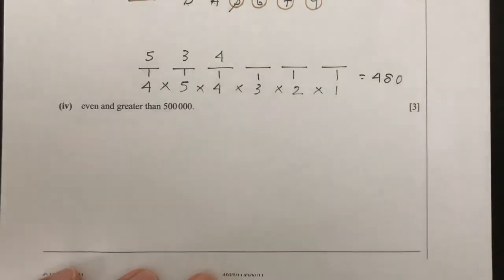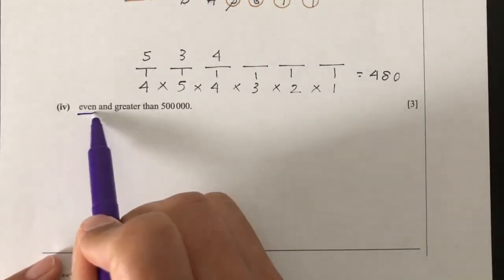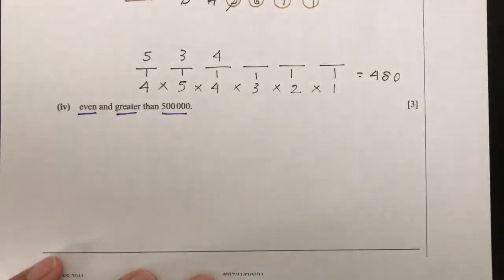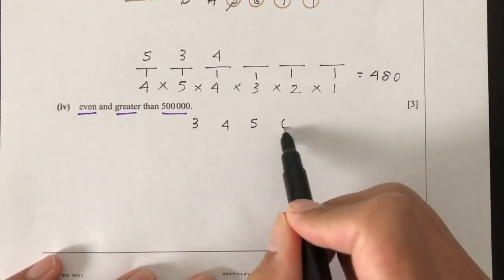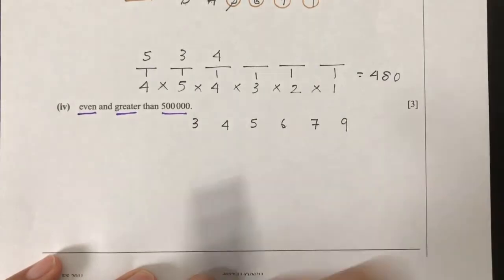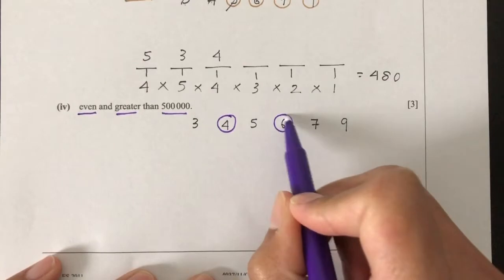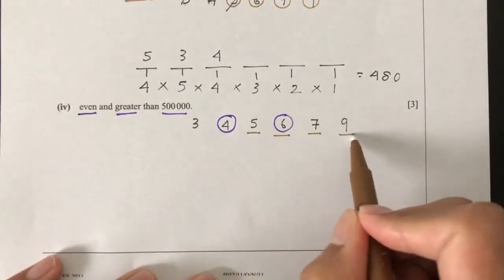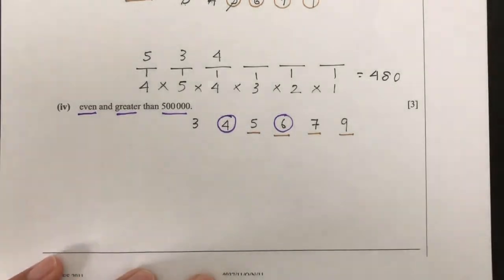So here it is a bit different, because we have 2 conditions, even and bigger than 500,000. If you observe from the same list of numbers, we have 3, 4, 5, 6, 7, 9. Now we have 2 even numbers, and we have 4 numbers for which we can start for it to be more than 500,000. So whenever you have 2 conditions, you always do case by case.